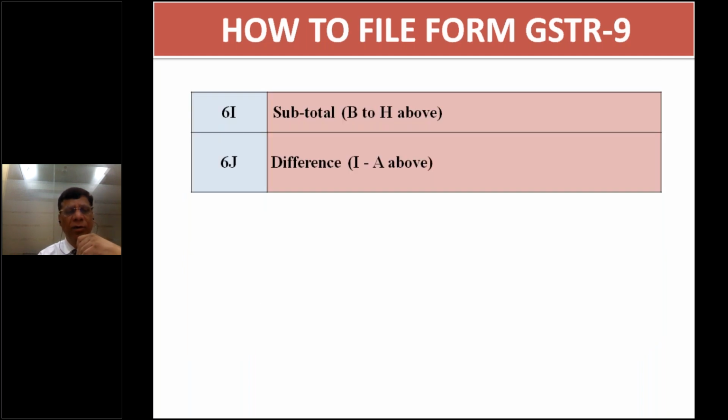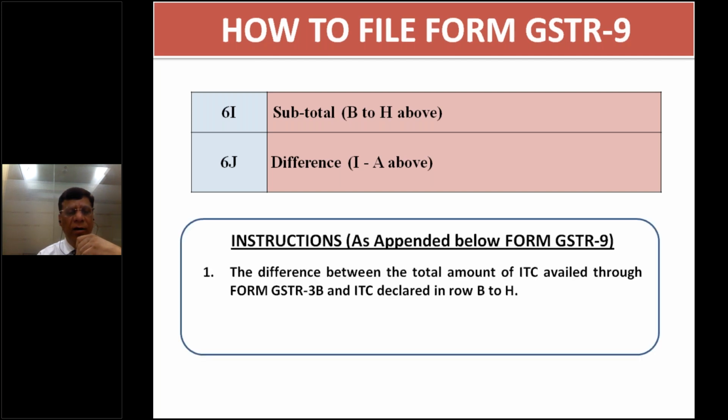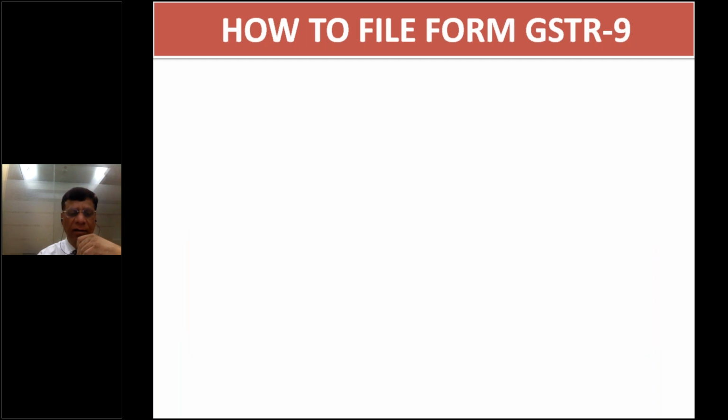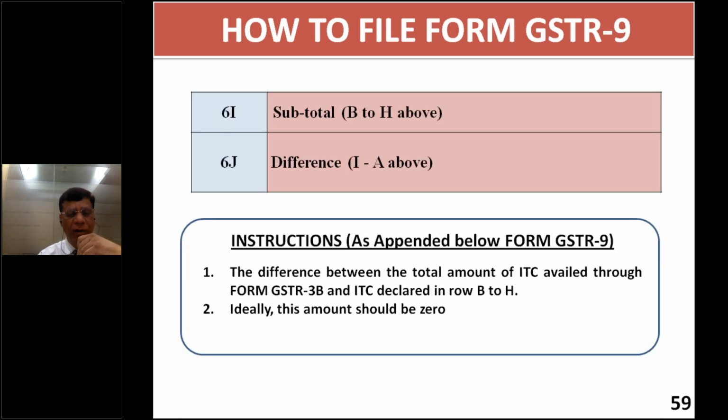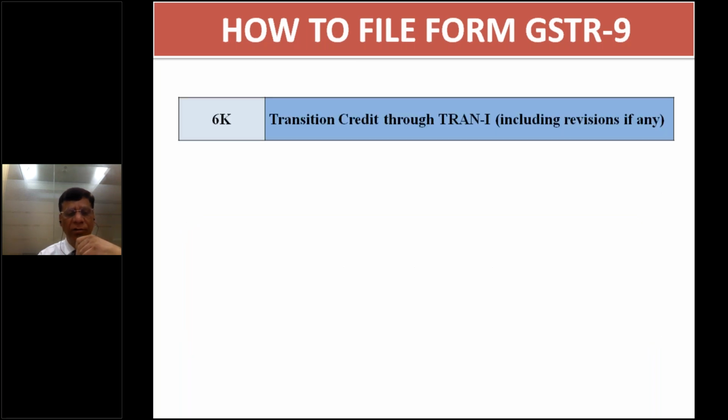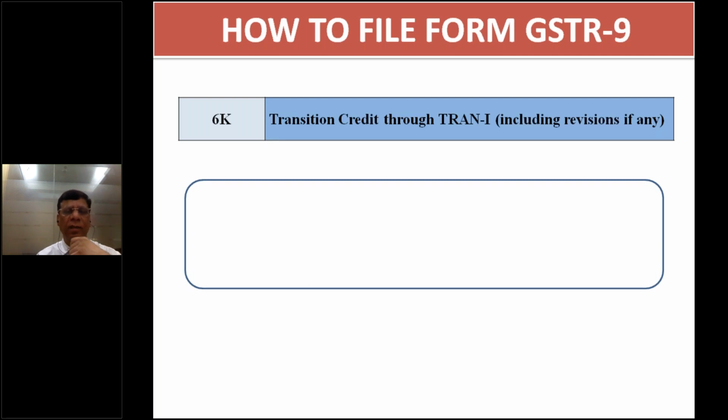6I, subtotal B to H above. 6J, difference, I minus A above, and the difference between the total value of ITC availed through Form GSTR 3B and ITC declared in B to H. Ideally, this amount should be 0. Whatever amount you have claimed in 3B and the above tables, we are just filling up the bifurcation of those claims. So ideally, this amount should be 0. 6K, transition credit to TRAN-1.